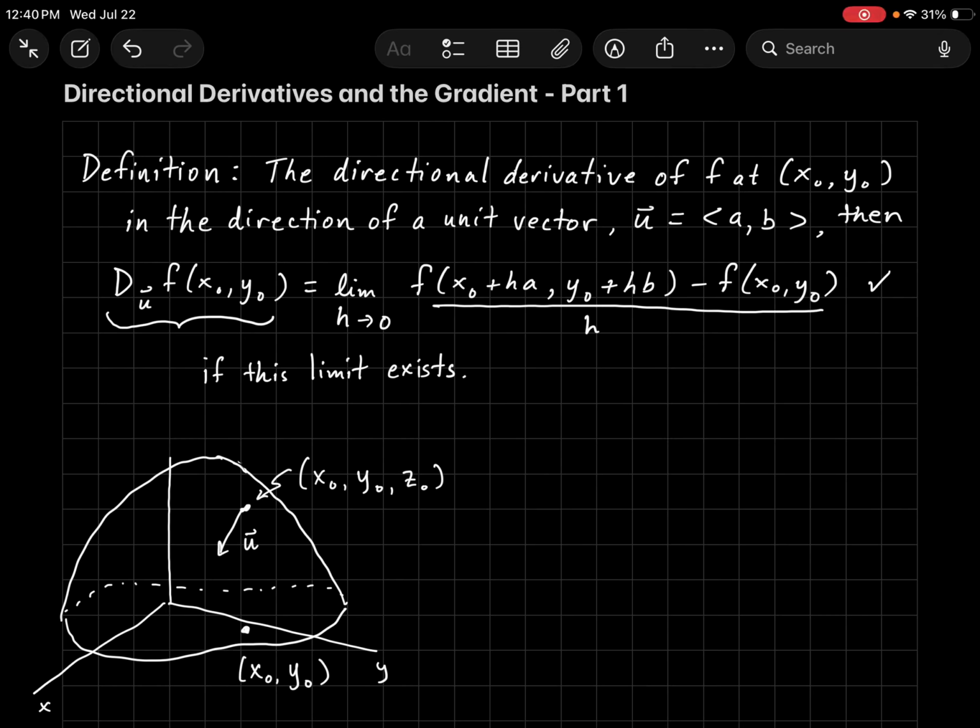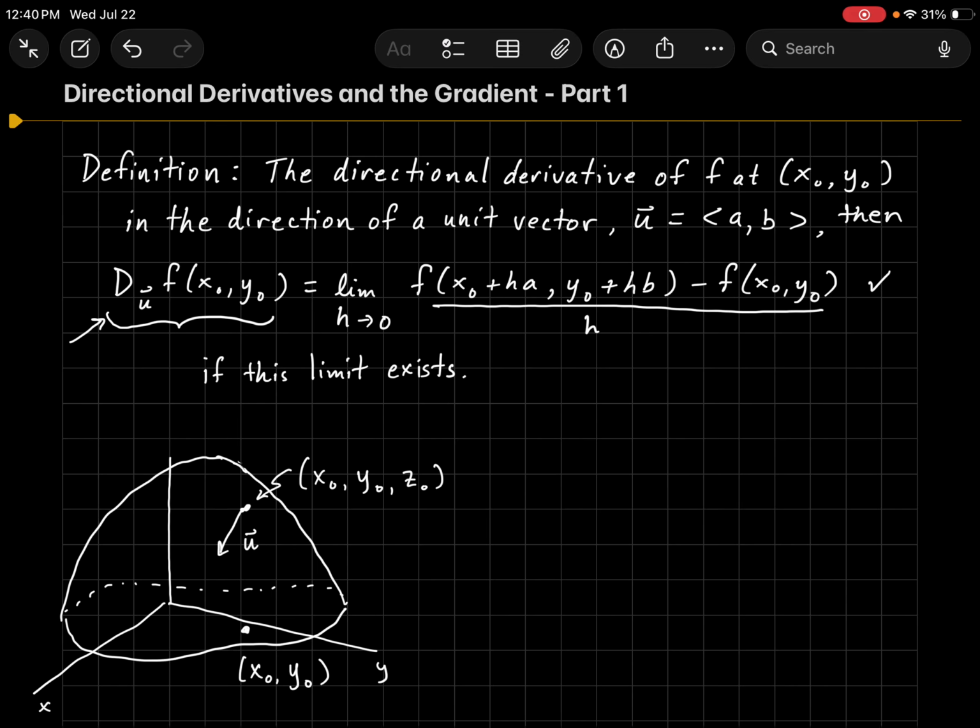Directional derivatives and the gradient, part 1. The directional derivative of a function at a point x naught, y naught has this notation down here. Like big D subscript u of f of x naught, y naught, where u is the direction that we're taking the derivative in, and very specifically, u is a unit vector.